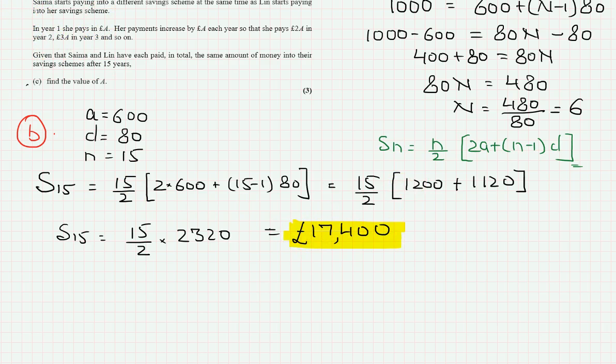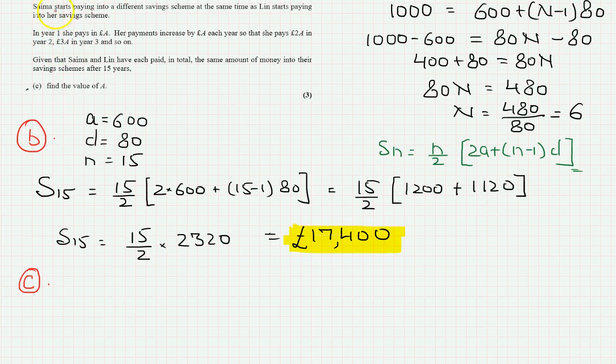Now part C: Saima starts paying into a different saving scheme at the same time as Lynn starts paying into her saving scheme. In year 1, Saima pays A sterling pounds. Her payment increases by A each year. So here the first term and the difference are both A, so she pays 2A, 3A, 4A and so on. Given that Saima and Lynn each paid in total the same amount of money into their scheme after 15 years.